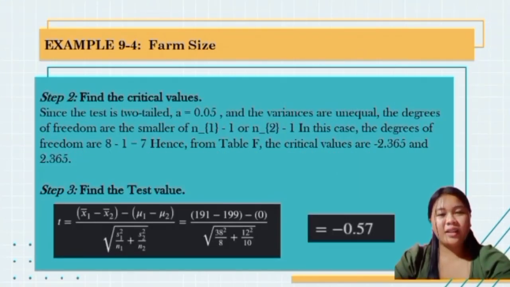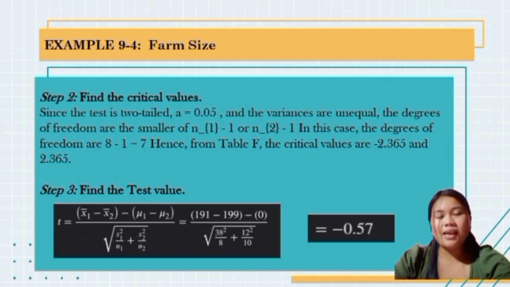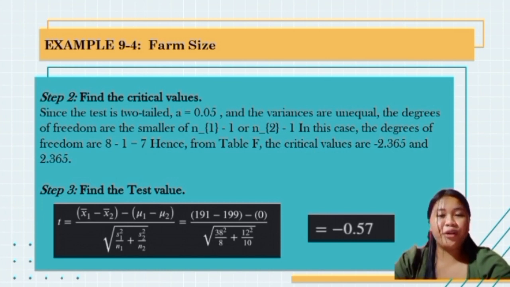Now, let's proceed to step 2. Step 2 is to find the critical value. Since the test is two-tailed, alpha is equal to 0.05, and the variances are unequal, the degrees of freedom are the smaller of n sub 1 minus 1 or n sub 2 minus 1. In this case, the degrees of freedom are 8 minus 1, which is equal to 7.